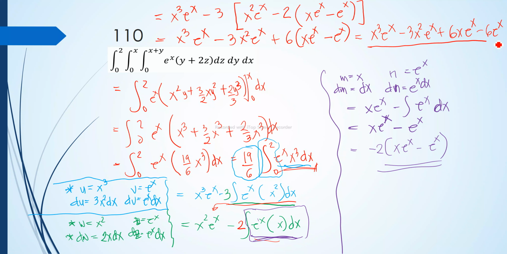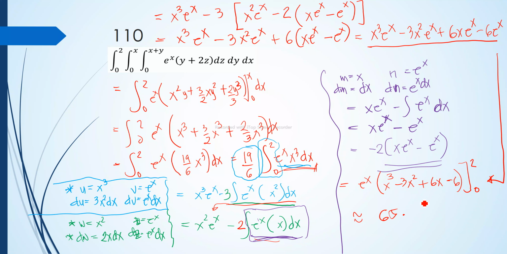And we just simplify this. Factor out e to the x. Then we will get e to the x times x cubed minus 3x squared plus 6x minus 6. And then we evaluate that from our lower and upper limits, from 0 to 2. And from that one, we will get that our final answer is approximately 65.797.